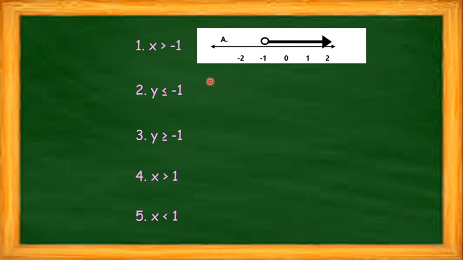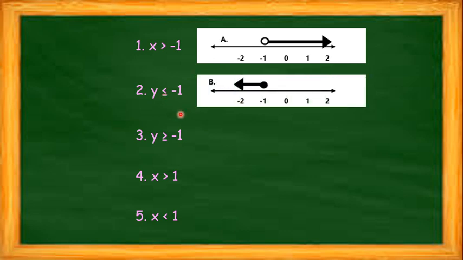Number 2, y is less than or equal to negative 1. To represent that, we use a solid dot, and all numbers that are less than negative 1 are at the left of negative 1. And we use a solid dot because negative 1 is included because there is an equal here. Number 3.